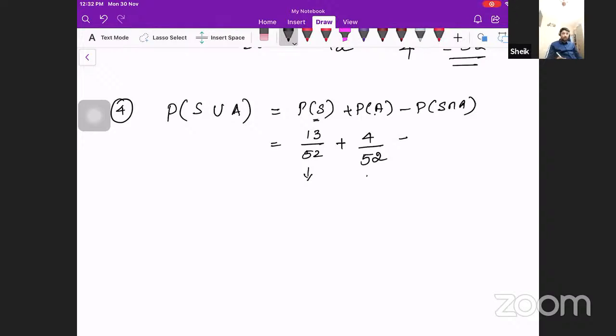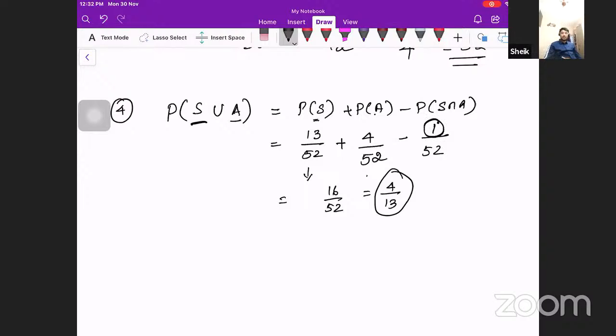So in both places we have included it. Therefore, we have to remove it. That is our intersection. Therefore, 1 by 52 should be removed. So our answer is 16 by 52, which can be written as 4 by 13. 4 by 13 is our answer. Please understand, my dear: spade or ace. Probability of a spade card is 13 by 52, probability of an ace card is 4 by 52, and there is an intersection between spade and ace.